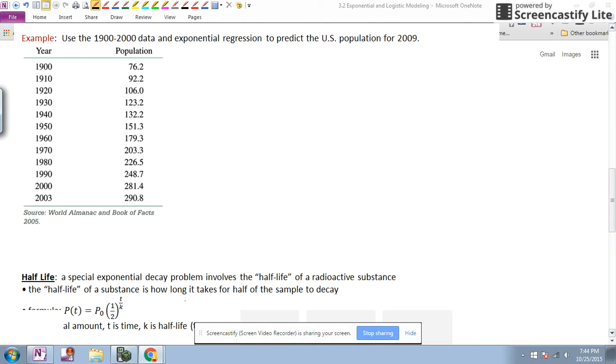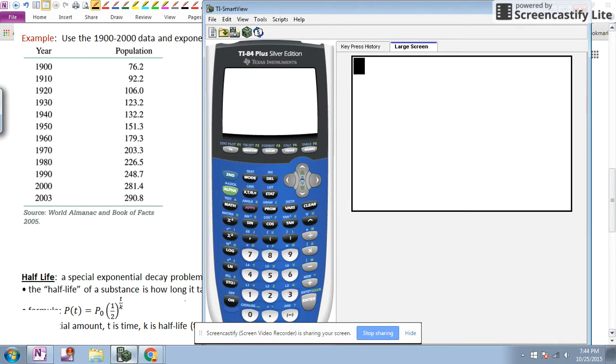Now let's talk about, of course, a little calculator, a little regression for you. So if I'm going to go ahead and find my calculator here, you see this list, this is data, this is population. And so we got our data, we're ready to type it in.